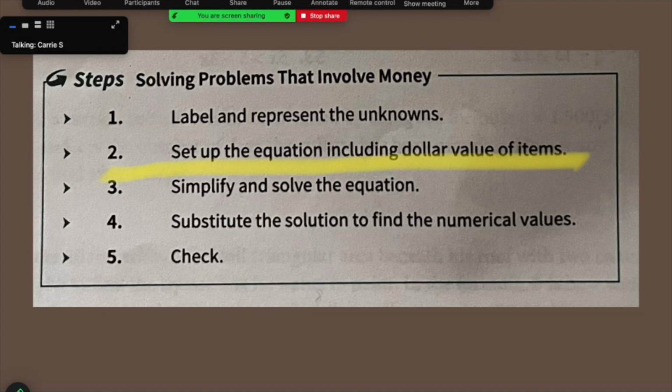Okay? Then you're going to simplify and solve your equation. We've been doing that all along. Then, depending on what they ask for, you might have to substitute back in to find your other values, and you have been doing that. Another thing that some of you forget to do is to check that it actually makes sense when you're done, that you actually found the right answers. Let's do some examples.